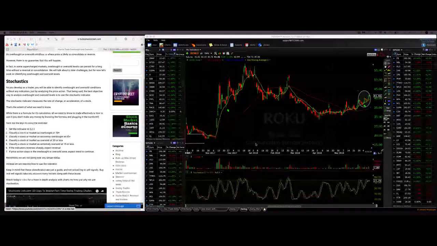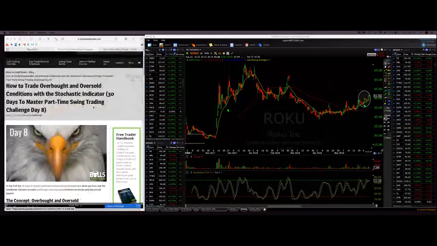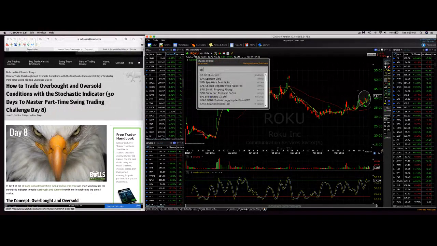So we're going to start. We pick the stocks now. The last 30-day challenge was overbought and oversold conditions using the stochastic indicator. So basically how I use the stochastic indicator. And let me pull up SPY here.